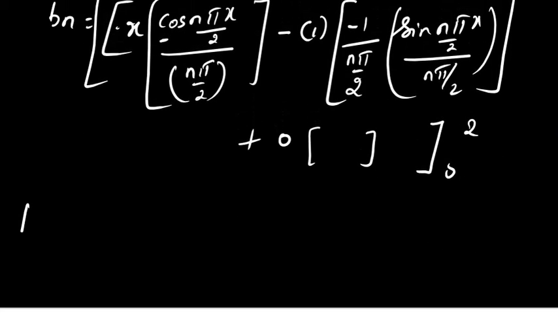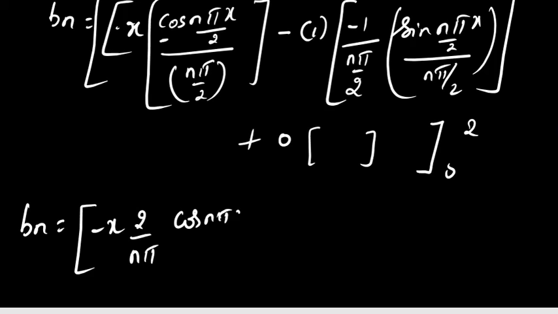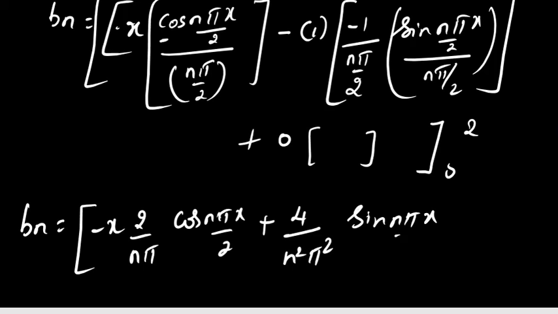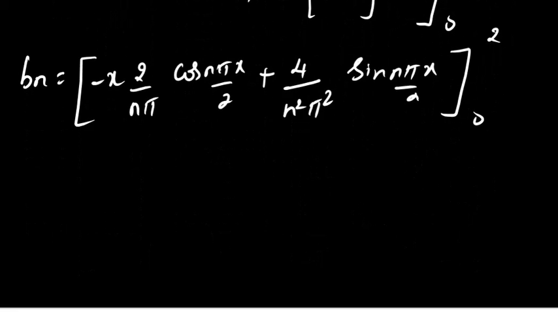So bn is equal to what we have. I can take minus, so it is minus x. This can go to the numerator, so it is 2 by n pi cos n pi x by 2. Minus of minus becomes plus. These two are two terms, so it becomes 4. So it is 2 square, 4 by n square pi square sine n pi x by 2, for the limit 0 to 2. Carefully apply the limit. Since we have integrated for x, the limit will be applied for x.